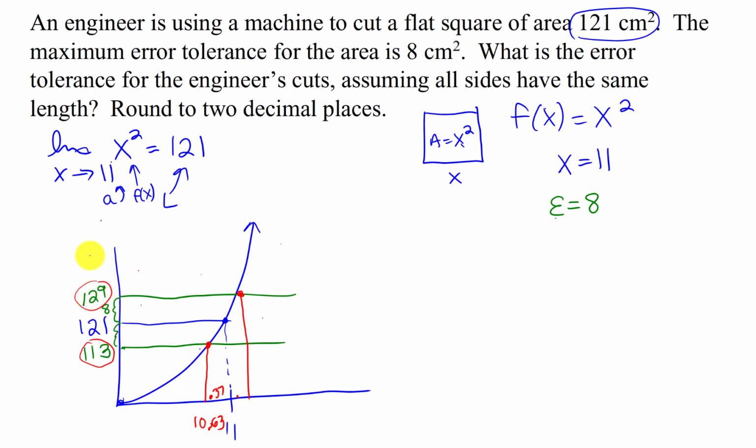Now let's do the 129. I'm going to square root 129, and I get, to 2 decimal places, 11.36. So the difference between 11 and 11.36 is 0.36. So my delta needs to be 0.36 because it's got to be the smaller of the two. So as long as this is cut within 0.36 centimeters of 11, could be on either side or closer, we are guaranteed the area will be within 8 square centimeters of 121.